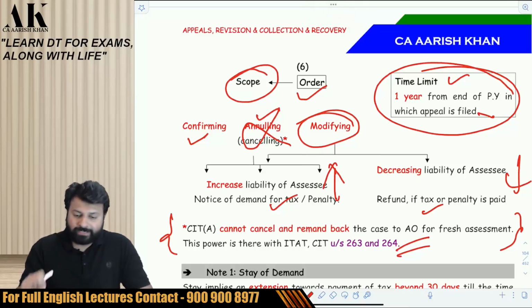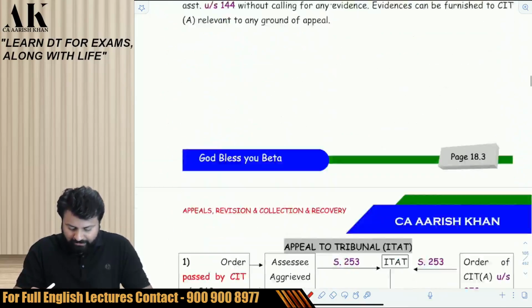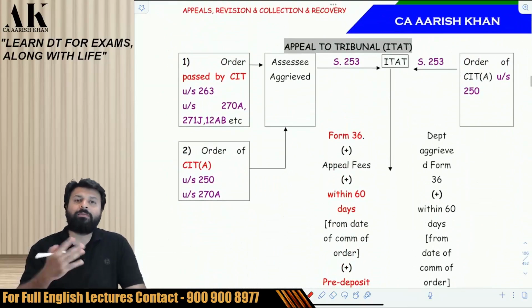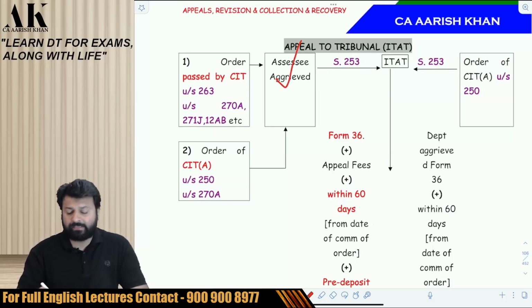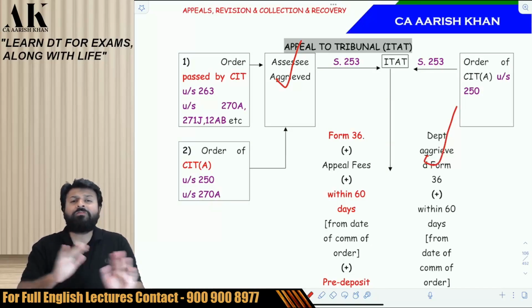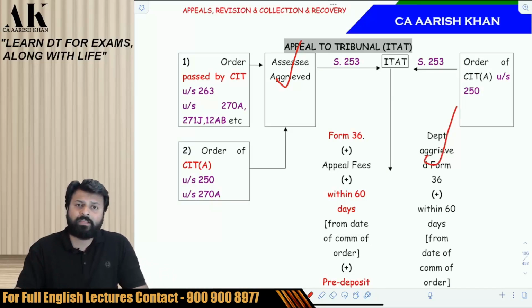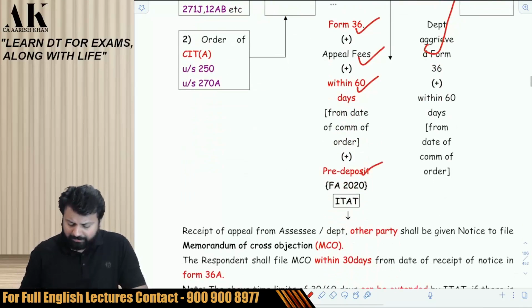Now let's move on to the second appeal, and this is the big one. This is the big one and a very important appeal. Appeal to tribunal. Now who can be aggrieved over here? Assessee can be aggrieved. Yes. Even the department can be aggrieved. Both of them can be aggrieved now with the order of the CIT appeal. So whomsoever is aggrieved, we will file form number 36 within 60 days. We'll pay the appeal fees, etc. Now they also have to pre-deposit some tax. If the assessee has to file an appeal to ITAT, they also have to pre-deposit the tax.